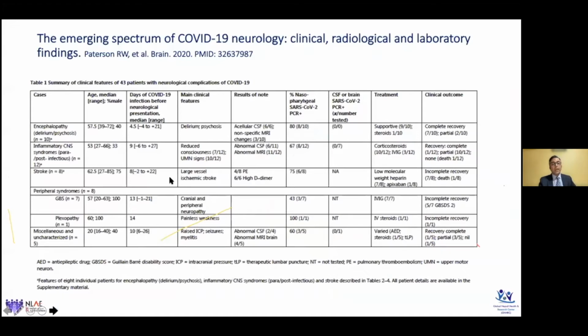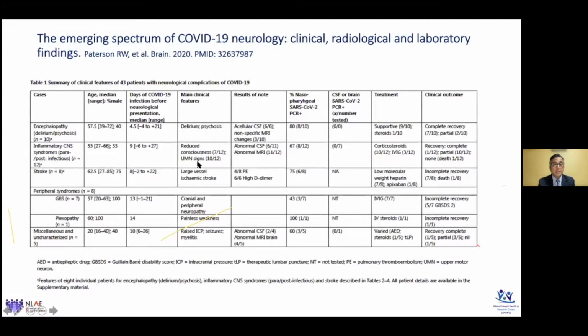This is the emerging spectrum of COVID with the clinical and radiological findings. This table was adapted from the Brain paper published last year, which tried to divide it into 5 categories. However, the categories have increased recently. They have encephalopathy, inflammatory syndromes of the para- and post-infectious types, stroke, peripheral syndromes, and miscellaneous types. And then this is the age of the patients they presented with, and there were only 43 patients at that time.